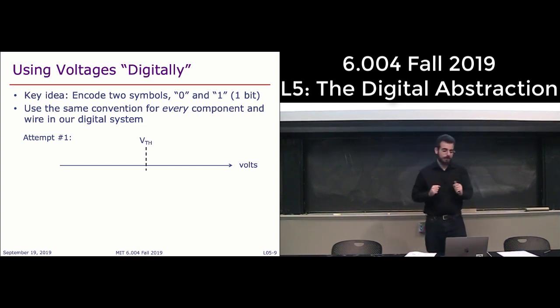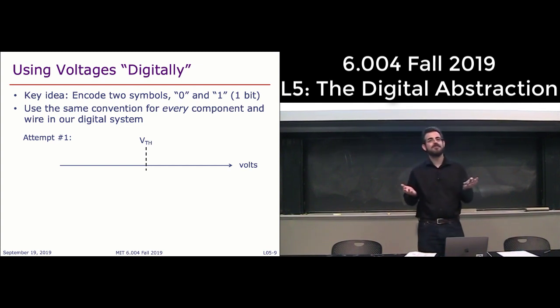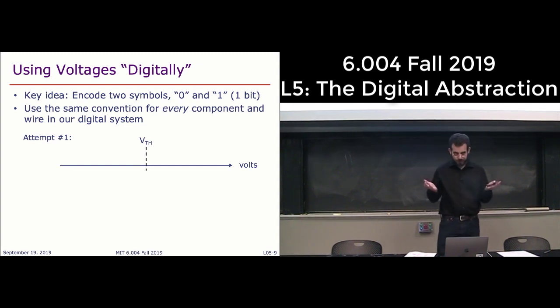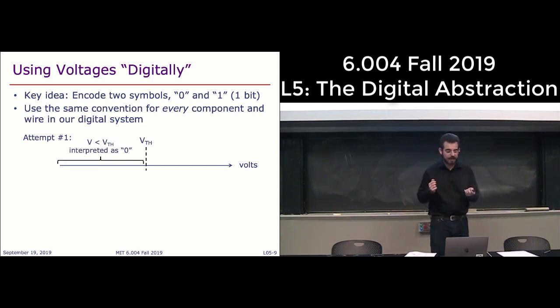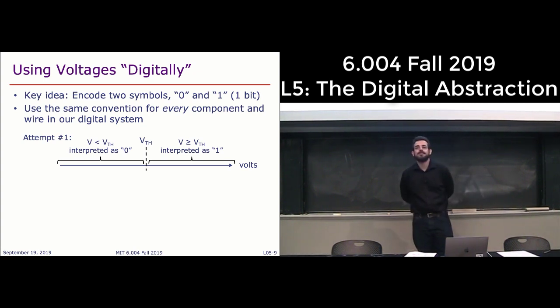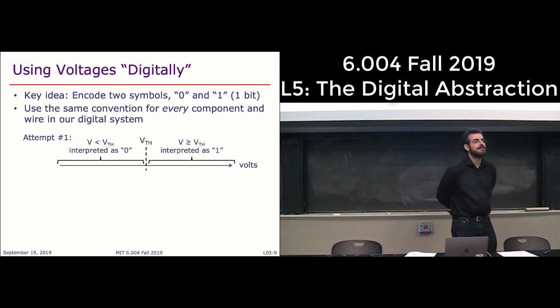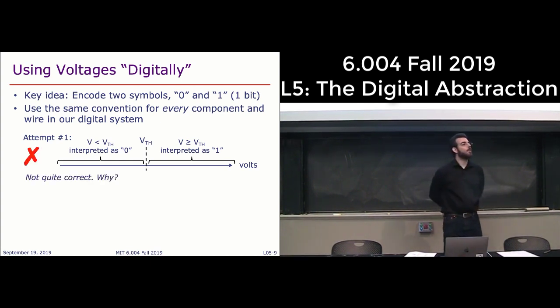So let's start with a very simple first attempt. If you have to choose ranges to encode 2 different symbols, we would choose, let's say, a threshold voltage, VTH, that is somewhere in the middle of this region, and then say, okay, every voltage that's smaller than this threshold voltage, it's a digital 0. Every voltage that's larger than this threshold voltage, it's a digital 1. Okay, that's simple. Unfortunately, this doesn't work.